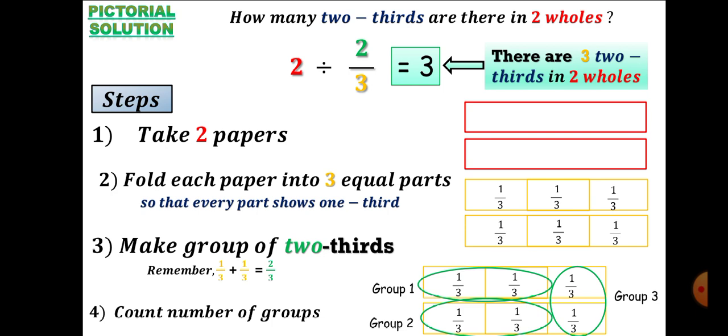But if I want to do it by craft, take two papers and fold each paper into three equal parts. This time each paper is going to show three equal parts, and one part shows 1 over 3. Then make groups of 2/3 together. Remember, 1 over 3 plus 1 over 3 equals 2 over 3. Then count the number of groups. You're going to have 3. So these are both ways you can do it. But if they ask you to show working, you have to use the KCF method. If they say do it any way you want, you can check it this way.